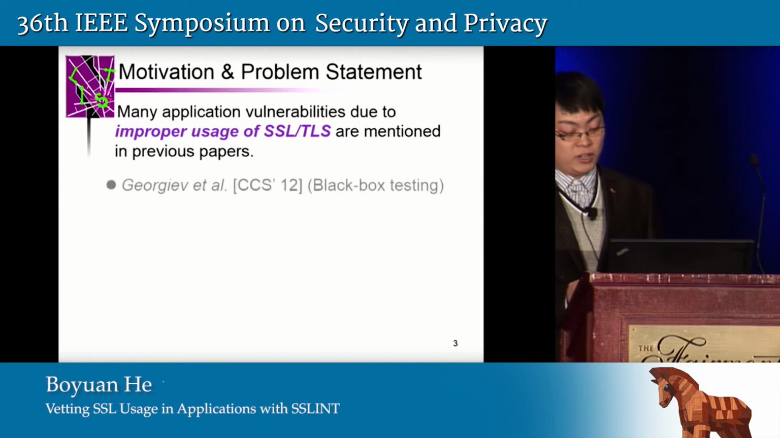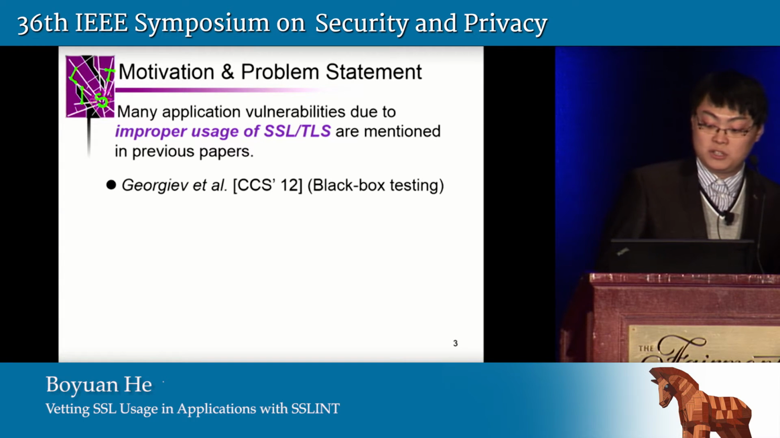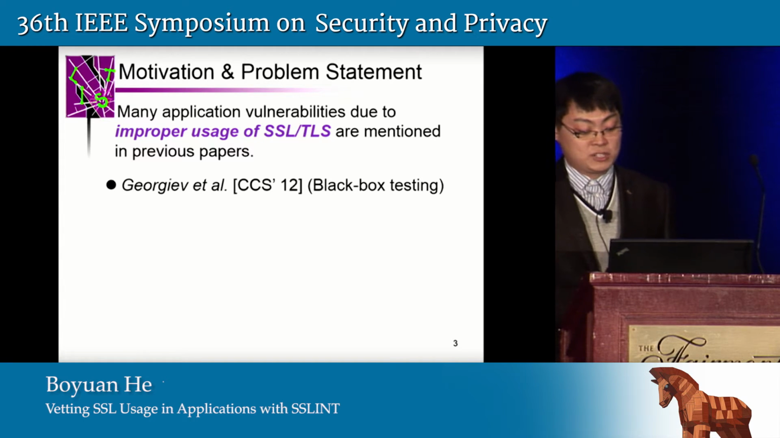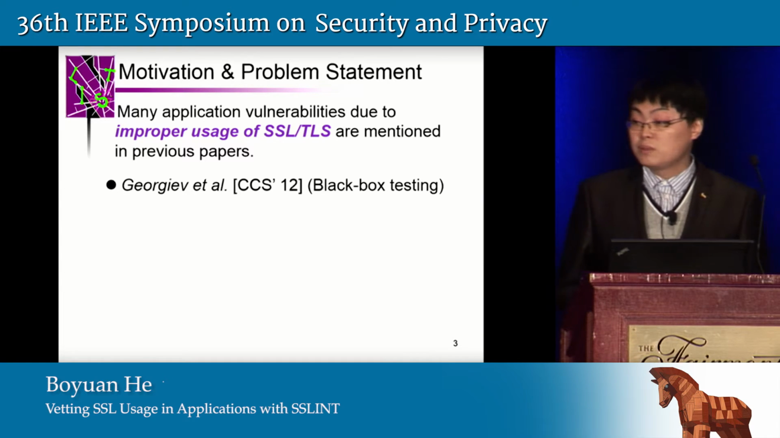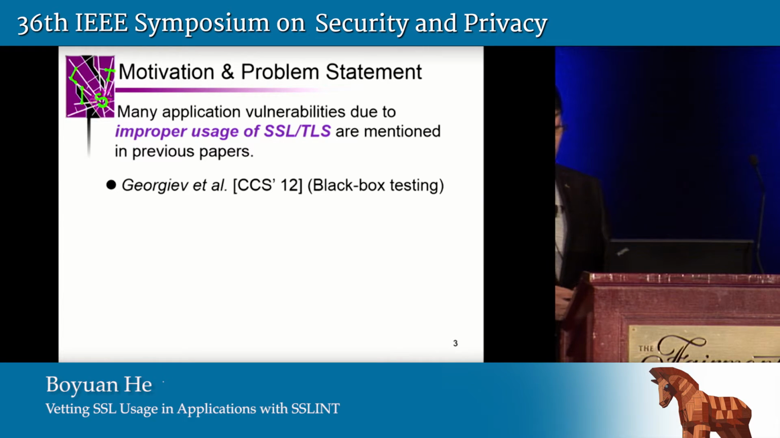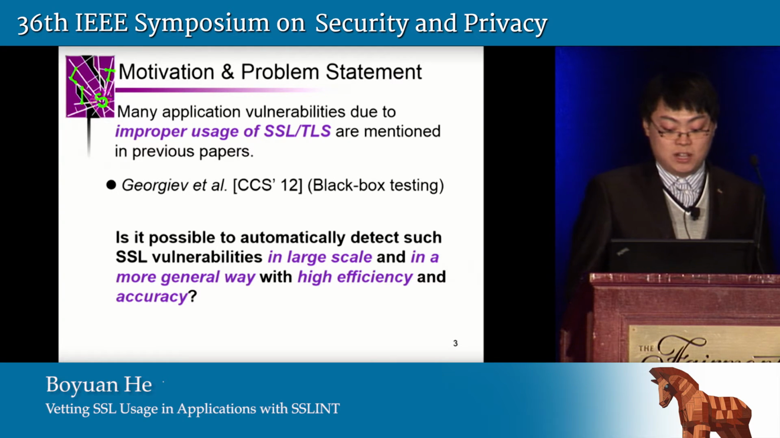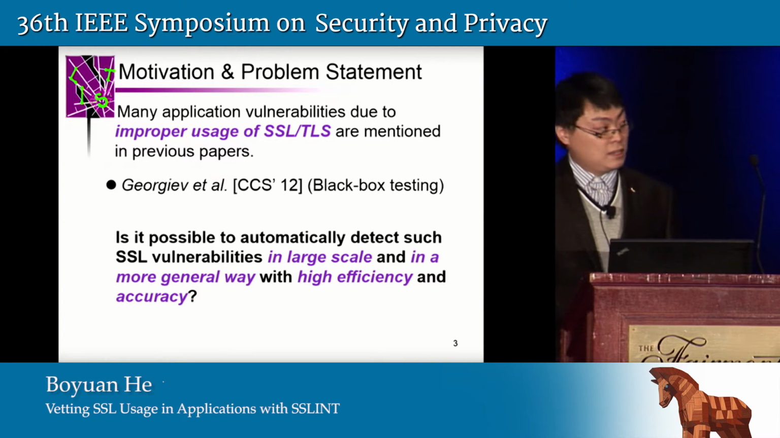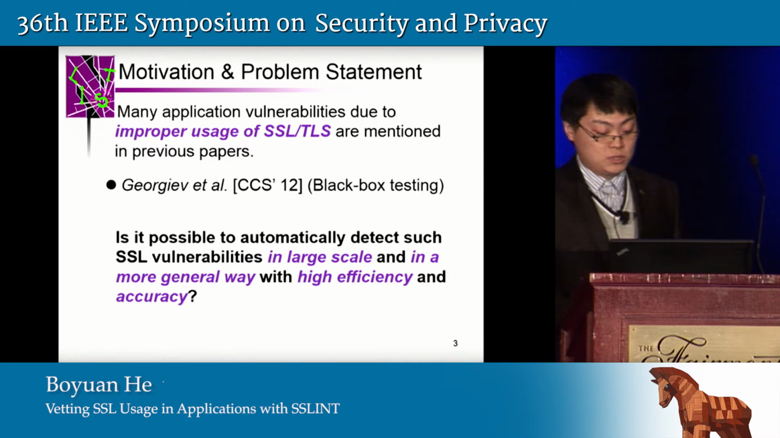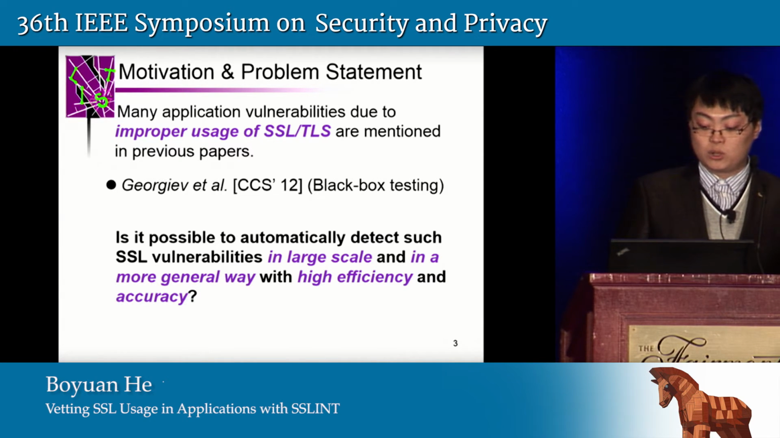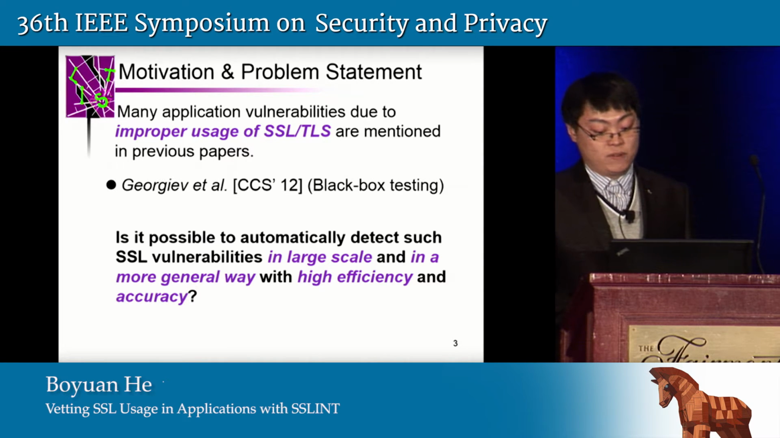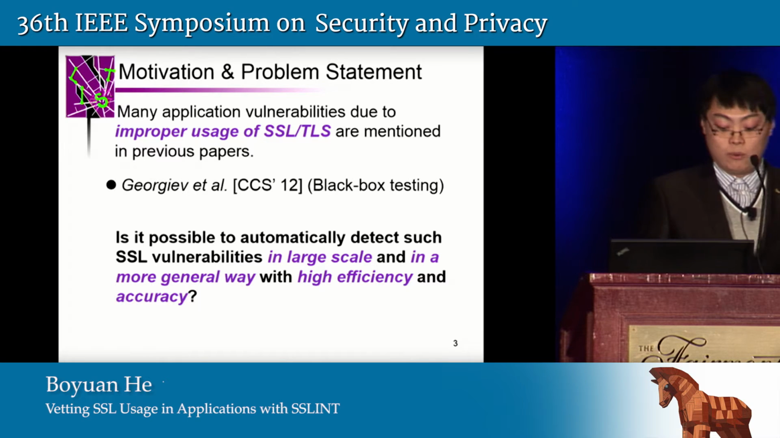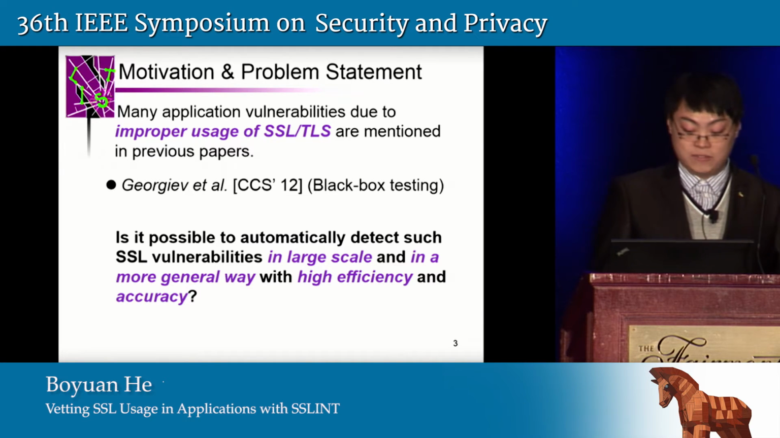Previous work has already mentioned this incorrect usage problem, especially in the server certificate validation on the client side, showing that many applications are affected by this problem, making all of them vulnerable to man-in-the-middle attacks. So motivated by these SSL API usage vulnerabilities, we wonder, since SSL is so important and widely used, how many such unknown vulnerabilities are still there, and whether it is possible to automatically detect such SSL vulnerabilities at a large scale and in a more general way with high efficiency and accuracy.